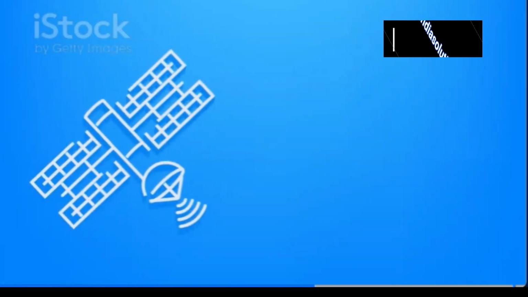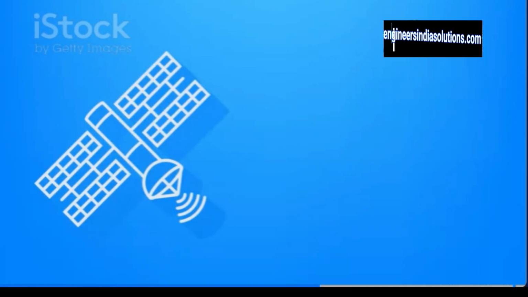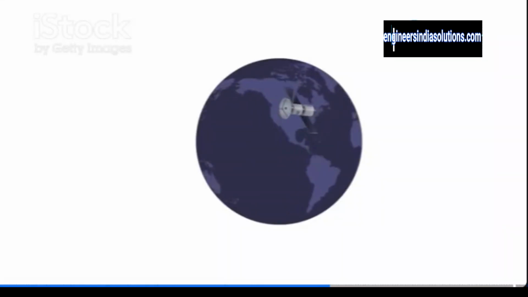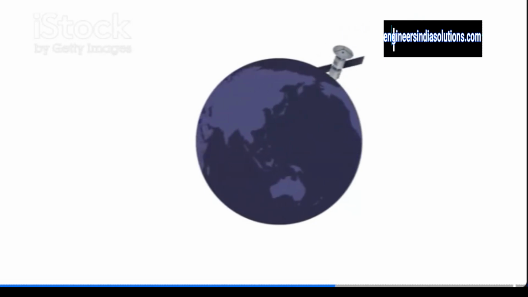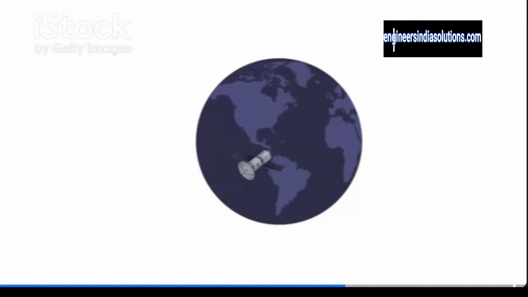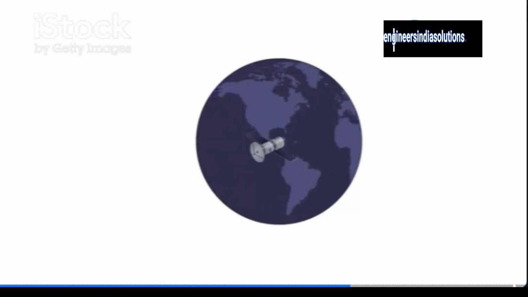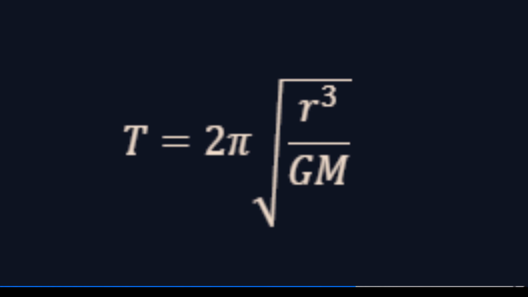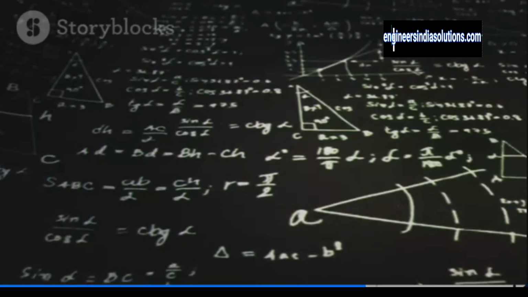Next, let's talk about the time period of a satellite. This is another important aspect of satellite motion. The time period is the time it takes for a satellite to complete one full orbit around the planet. This period can vary greatly depending on the satellite's orbit. The formula to calculate the time period, T, is as shown. The symbols here have the same meanings as in the orbital velocity formula. Understanding these symbols is key to grasping the concept.